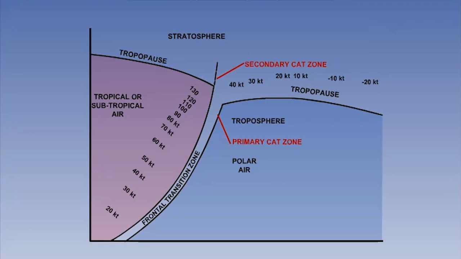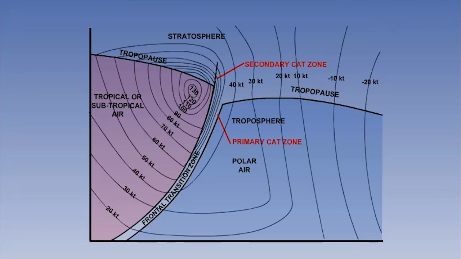If we look at a jet stream in cross-section, we can see the thin black lines. These are isotachs, which join lines of equal speed. Notice that the core is identified by the highest isotach values. If we look at the core, notice that it's found just beneath the tropopause and in the warmer of the air masses. The point at which the isotachs are closest together marks the greatest change in speed.